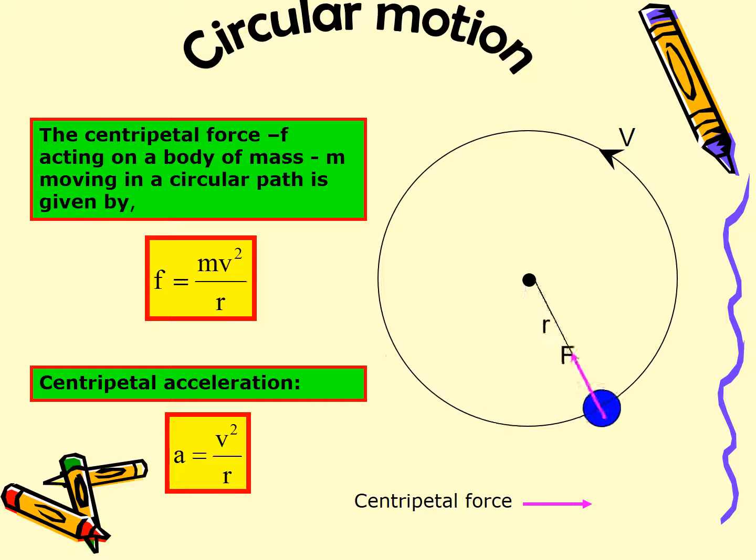The centripetal force F acting on a body of mass m moving in a circular path is given by: centripetal force is equal to mass times the square of velocity divided by radius, F = mv²/r. What is centripetal acceleration? It is equal to the square of velocity divided by radius, a = v²/r.